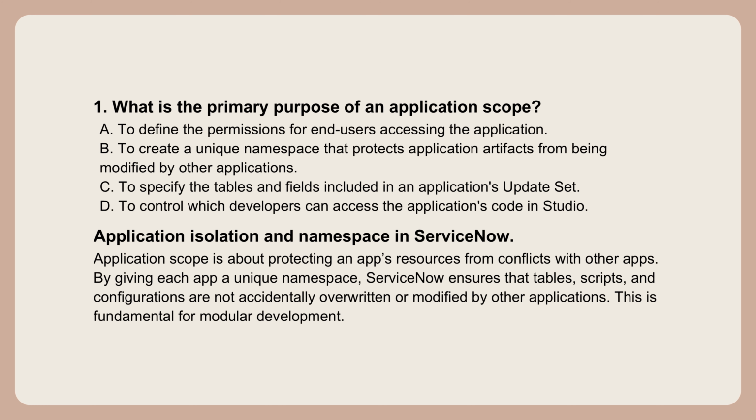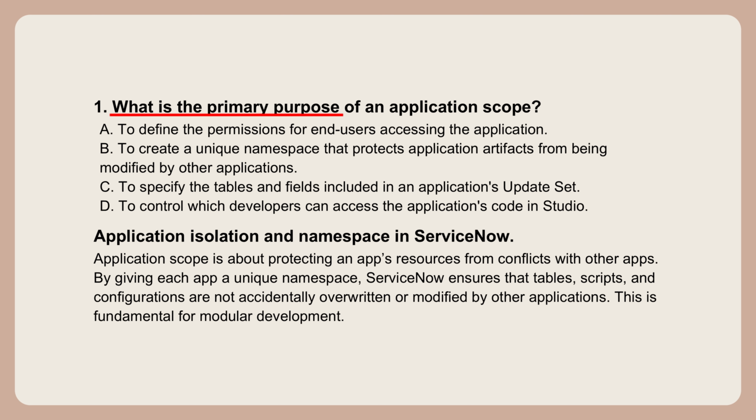First up, a concept that's fundamental for keeping order, preventing chaos, really, in these complex systems. We're talking about application scope. So the question we're looking at is, what is the primary purpose of an application scope? Let me read out the options for you. A, to define end user permissions. B, to create a unique namespace protecting application artifacts. C, to specify tables in an update set. Or D, to control developer access in Studio. Think about that for a sec.